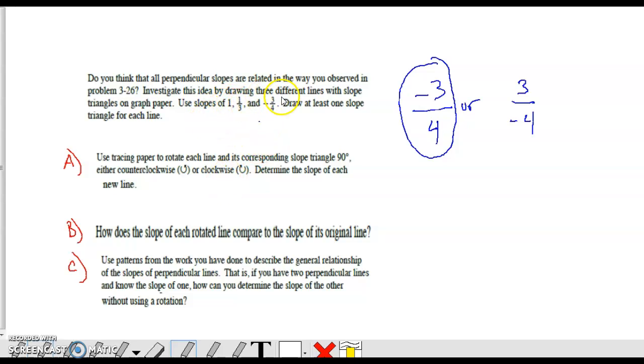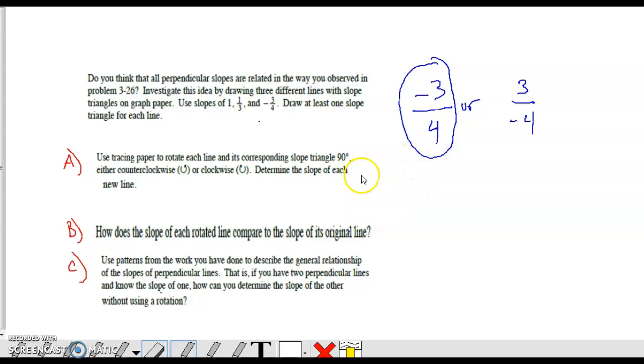You might want to draw these on three separate graphs. Again, what we want to ask ourselves is how does the slope of each rotated line compare to the slope of its original line? So for 1, what's our new 1? 1/3 and 3/4. And then again, we want to come up with a generalized relationship of perpendicular lines. So go ahead, take a moment, pause the video, and answer these 3 questions. When you're done, come back and see how your answer matches up with what I have.